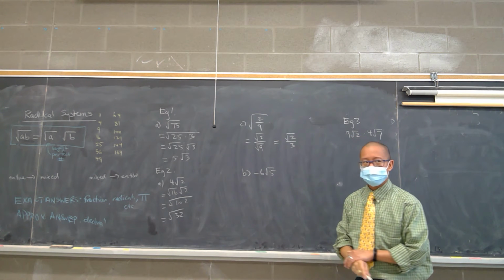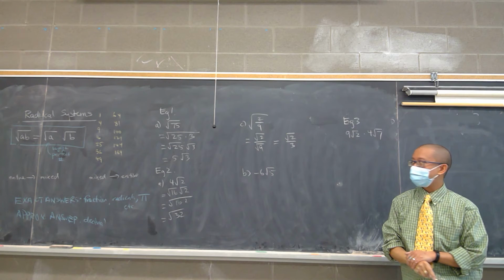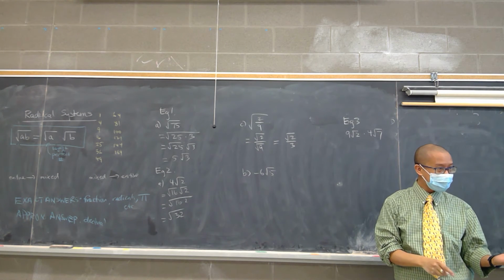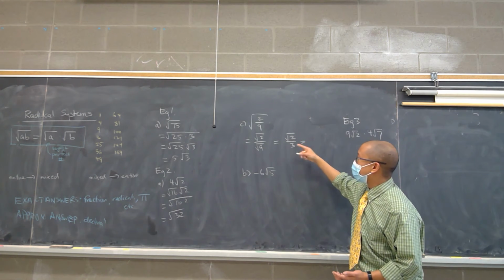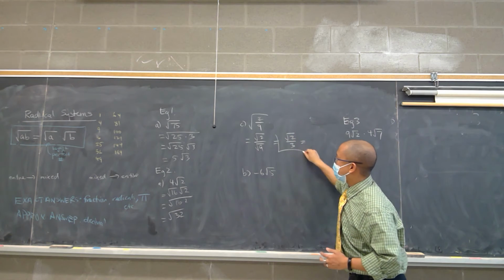Some students say, Mr. Chen, that doesn't look like a mixed radical. It looks like root 2 over 3. It is correct, it doesn't look like that. So watch what I'm going to do. Don't get me wrong, most students will answer this.